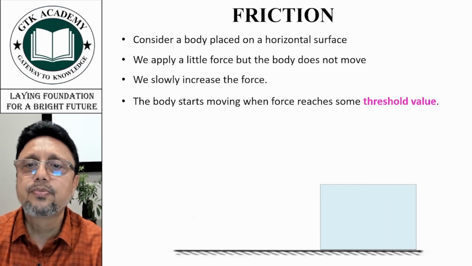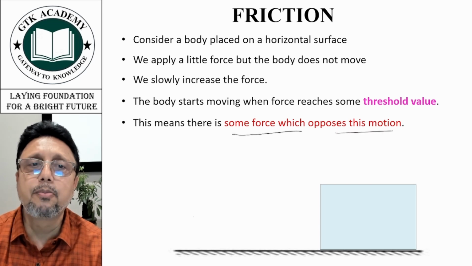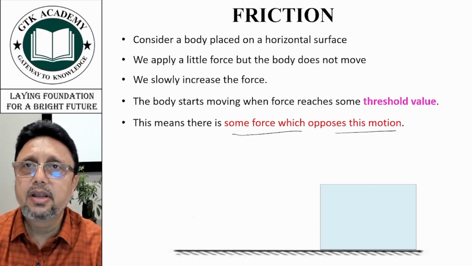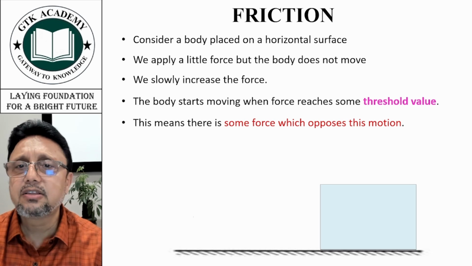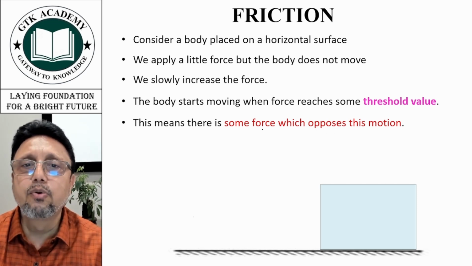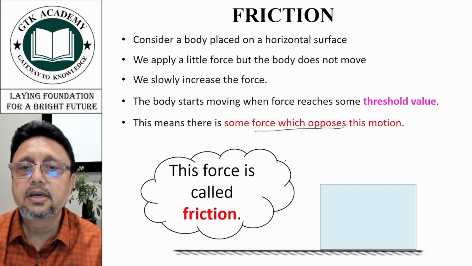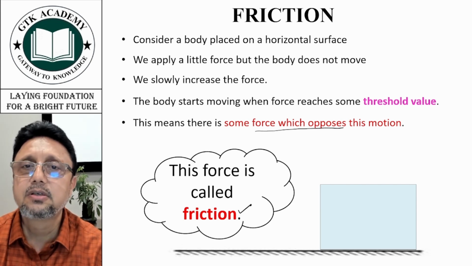So that means there is some force which opposes this motion, because when I had put a little force, the body didn't move. I increased it, and when the force reached a threshold value, then only this body starts moving. So there is a force which opposes this motion. This force is called friction. I hope you have understood this.